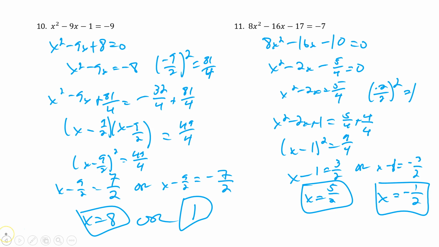And that's it. So there might have been a couple more on your sheet. You can give those a shot if you want to. If you have 12 and 13, for 12 I got 3 and negative 1. And for 13 I got 1 plus i root 87/3, and 1 minus i root 87/3.